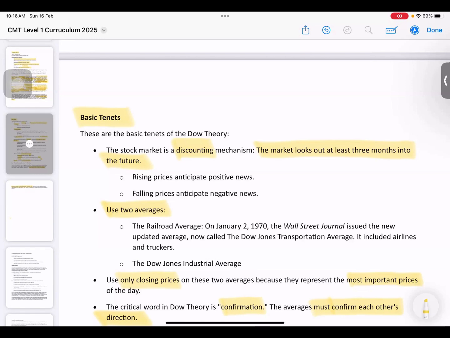The first one is that stock market is a discounting mechanism. The market looks out at least 3 months into the future, and this cannot be overemphasized. Whatever the market is doing today, it is not reacting to today. It is reacting a few months down the line. Usually it is 1 quarter or 2 quarters. It can also go as much as 1 year.